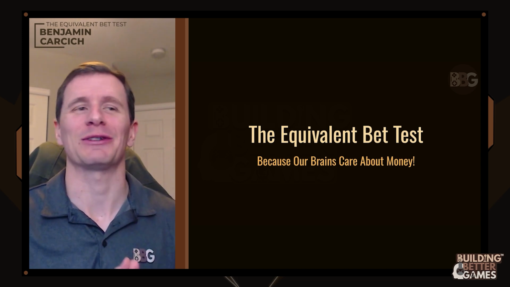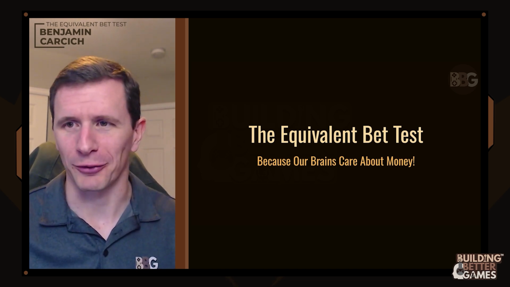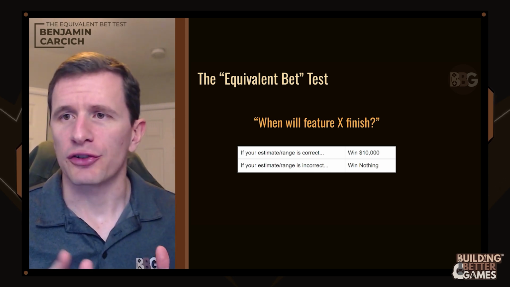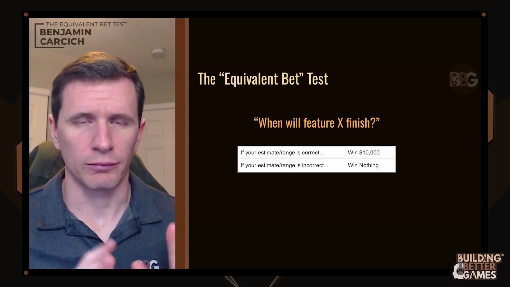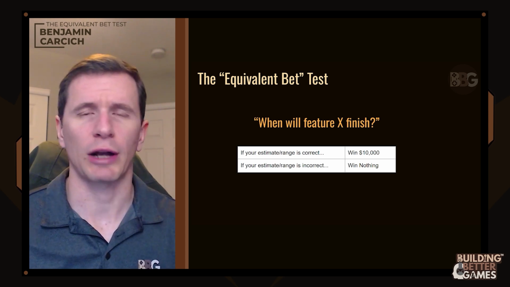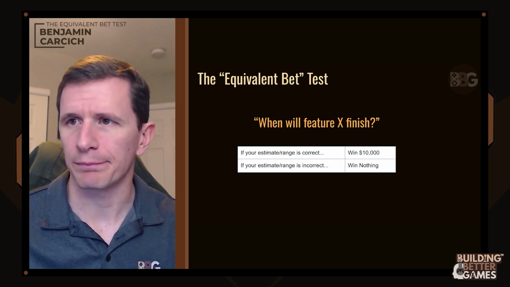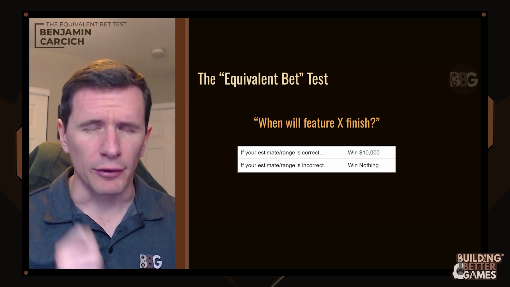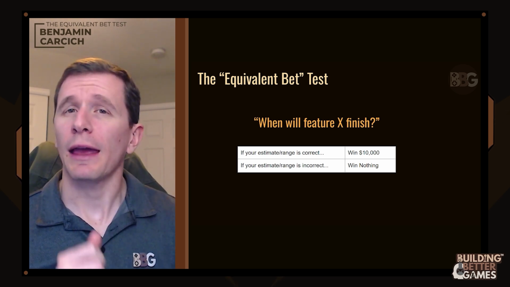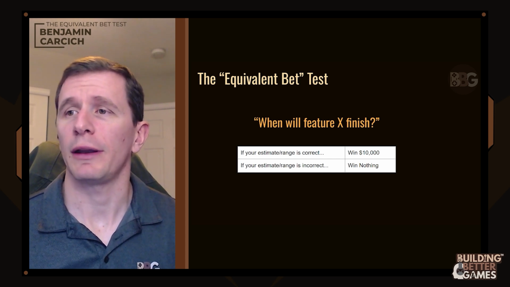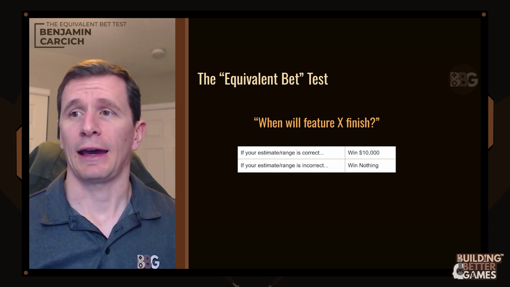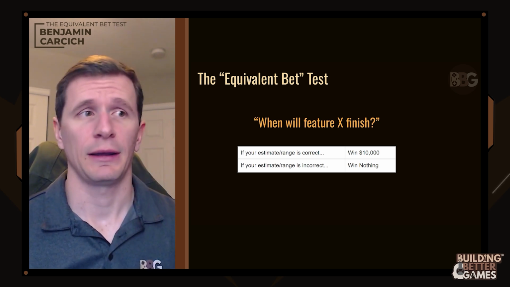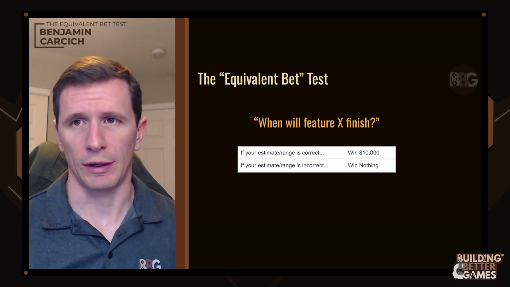It works in some ways because our brains care about money, but there's some other things that'll also play into this. All right, imagine you were asked when feature X would finish. You're a discipline lead or a producer or a project manager or something, and someone asked you, when will this thing be done? And you came up with a range. Now, your boss really wanted to make sure your range was good. So they presented you with an opportunity. They said that if your estimate was correct, you would win $10,000. If it was incorrect, you would win nothing.